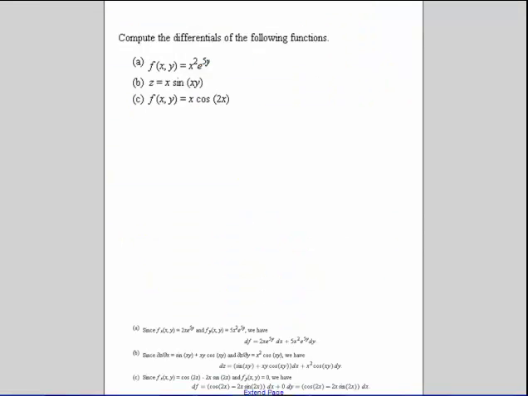So let's just do some computations of differentials, and that'll be it for us. So the first one, we have x squared e to the 5y.